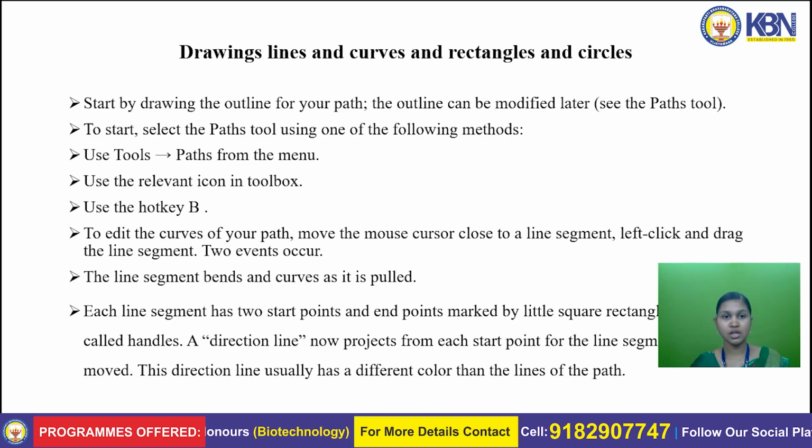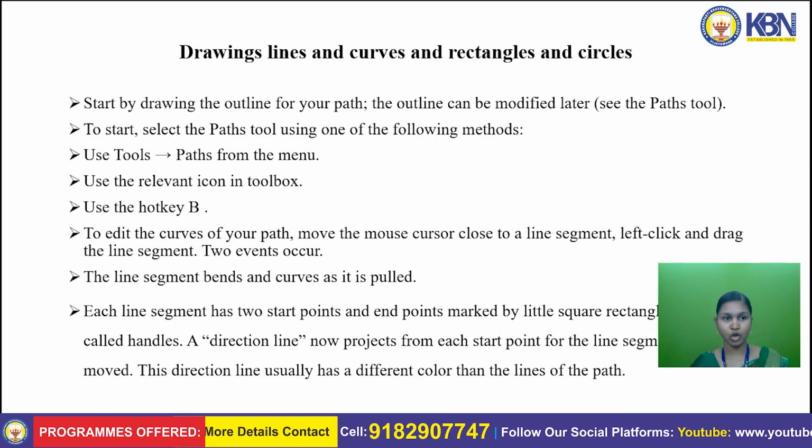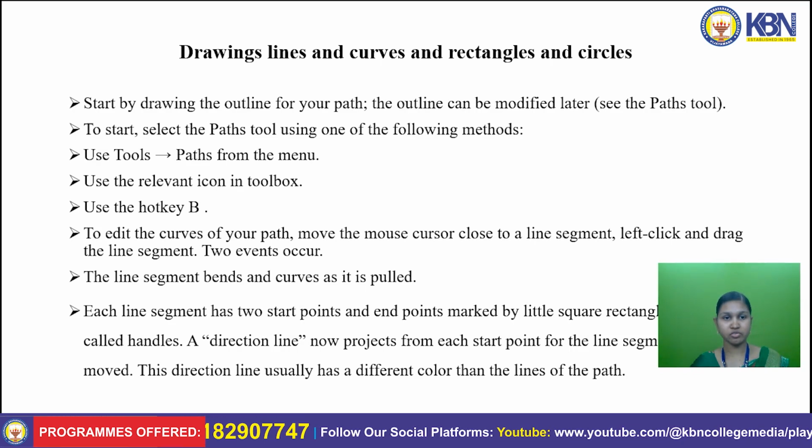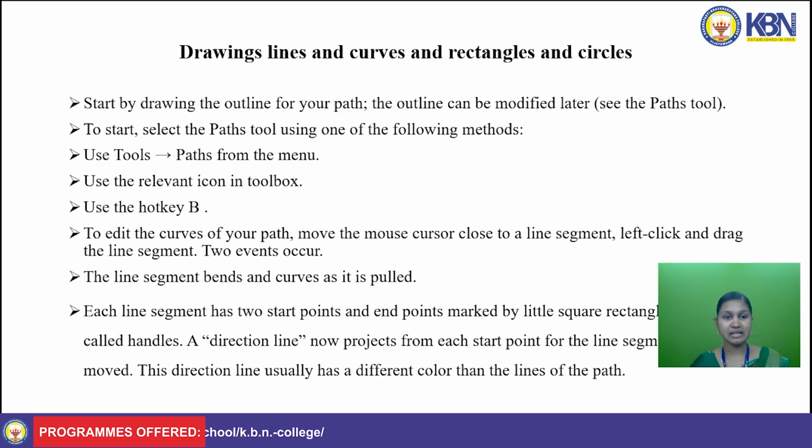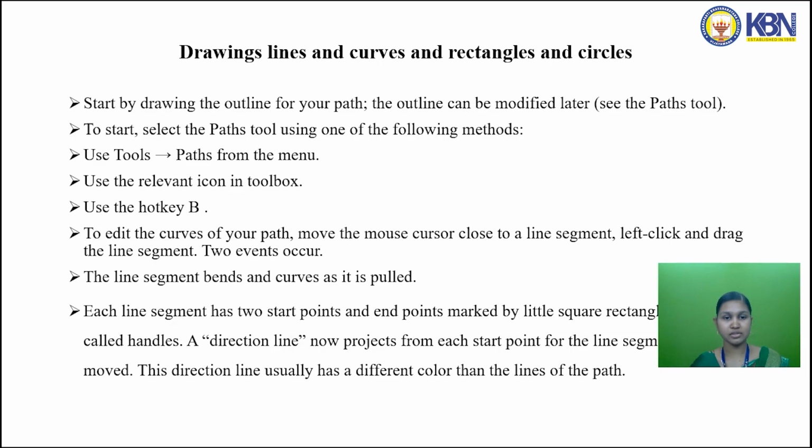Go to the tools, then you can click on the path menu. Then the relevant icon appears in the toolbox. Alternatively, you can use the shortcut key, the hotkey B. Whenever you have to edit these shapes, left click and drag the line segment from its two points. The line segment bends and curves as you apply it. Each line segment has two points. Whichever point you start from, finally you have to end at that same point.